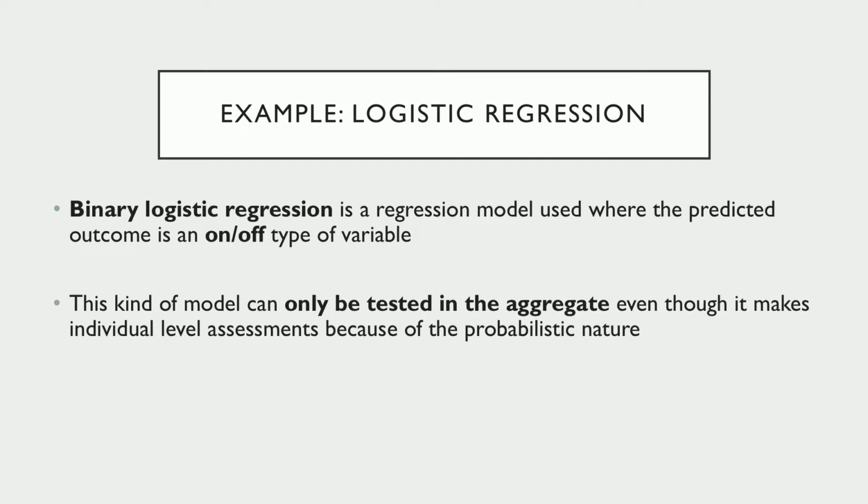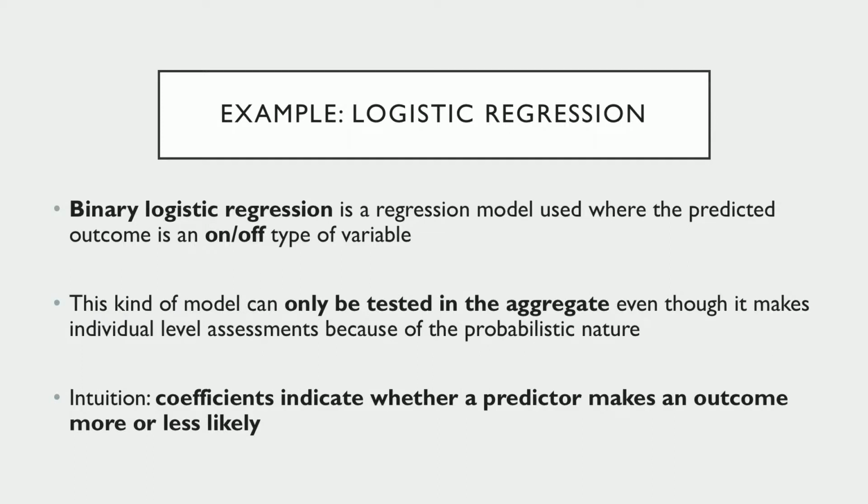This kind of model can only be tested in the aggregate, even though it makes individual-level assessments, because of the probabilistic nature of its predictions. So for a particular set of inputs, you might predict a 30% chance of your outcome. If the outcome happens or doesn't happen for that particular individual, you can't say the model is right or wrong. What you need to do is look at how it behaves for many individuals, and if the probabilities approximately match, you've got a good model.